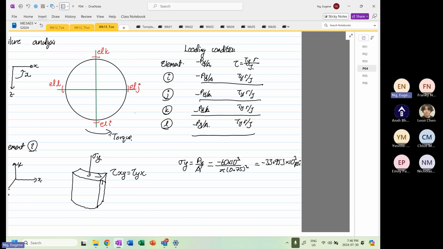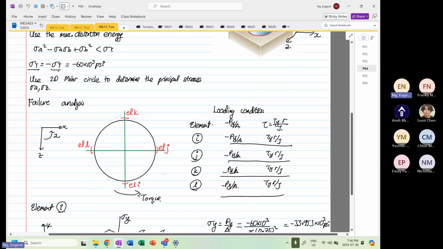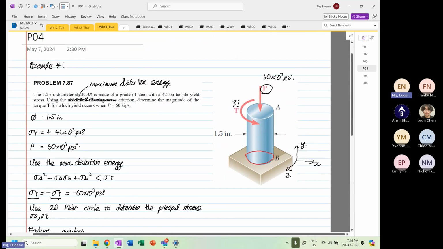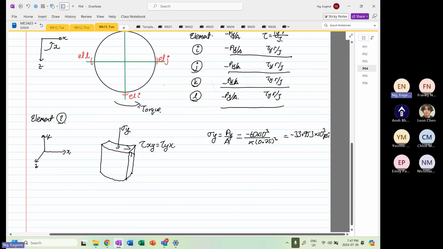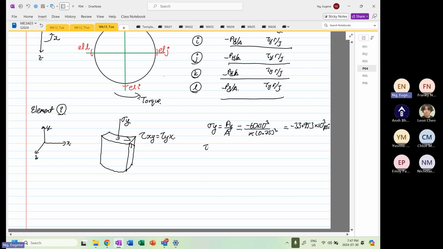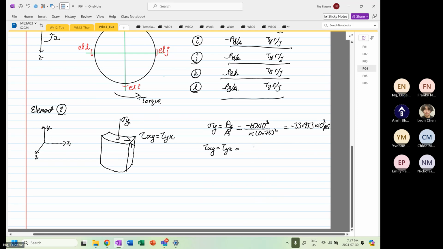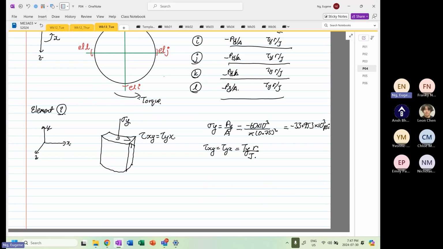So from here, what we're trying to find at the end of the day is to determine the magnitude of the torque. The formula for the torque is shear xy equal to shear yx equal to T R over J, the torque about the y-axis multiplied by R divided by J. Okay, so we have to apply Von Mises criteria.